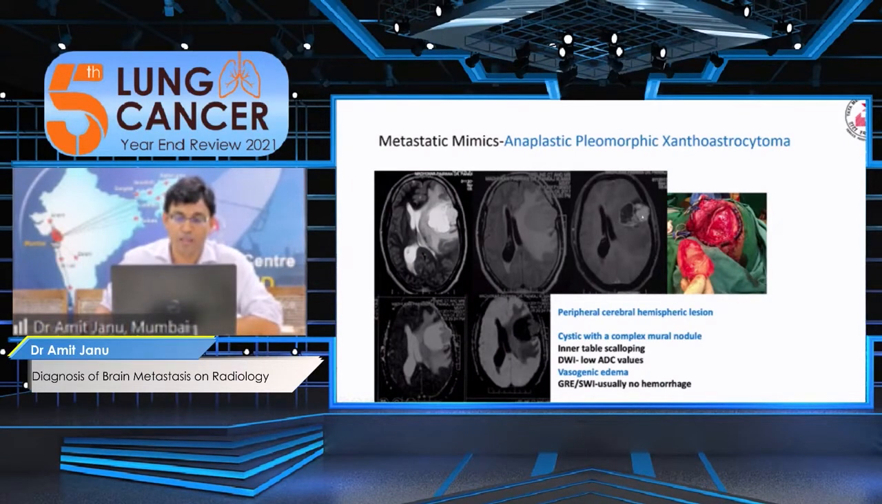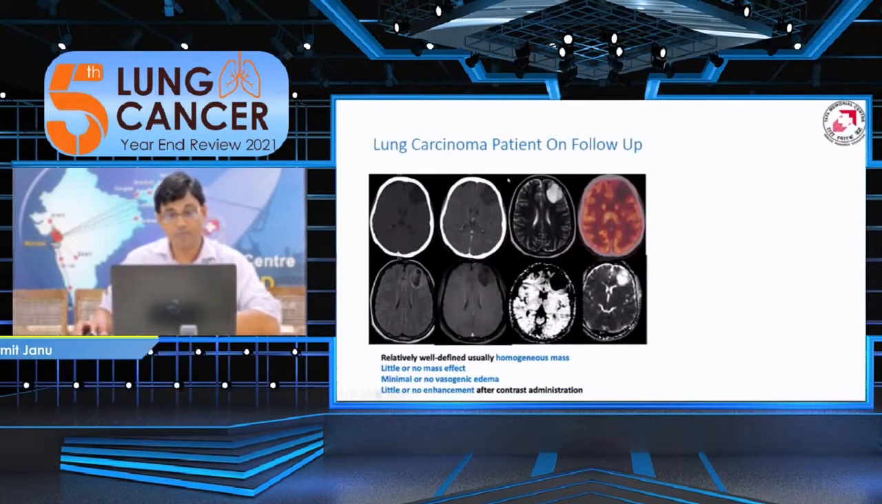It could be a cyst with a mural nodule, and then subsequently you will see on the surgery that the bone that was showing scalloping, you can see the scalloping here, and this is the tumor. So this is a PXA. So these are sometimes mimickers, and then one has to coordinate with the radiologist if there is a need.